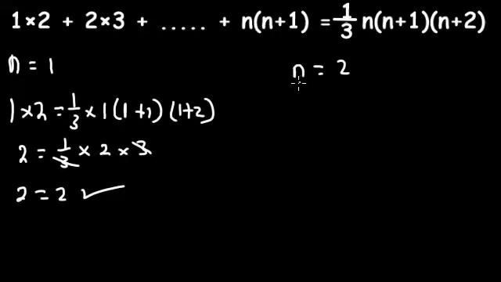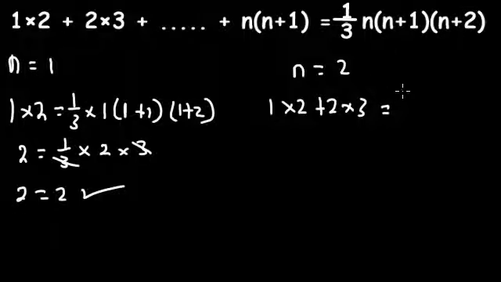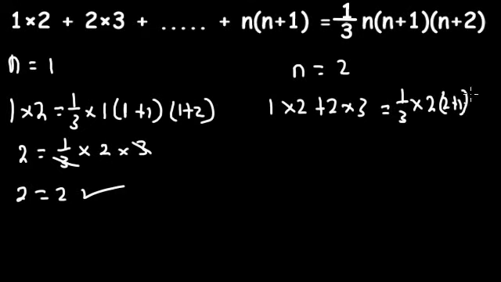On to when n is equal to 2. For the left hand side, it means the first 2 terms. So that's going to be 1 times 2, then plus 2 times 3, equal to, so right now we plug in 2 for n right here. Then we have 1 over 3 times 2 multiplied by 2 plus 1, again multiplied by 2 plus 2. So at the left hand side we have 1 times 2 to be 2, plus 2 times 3 to be 6.